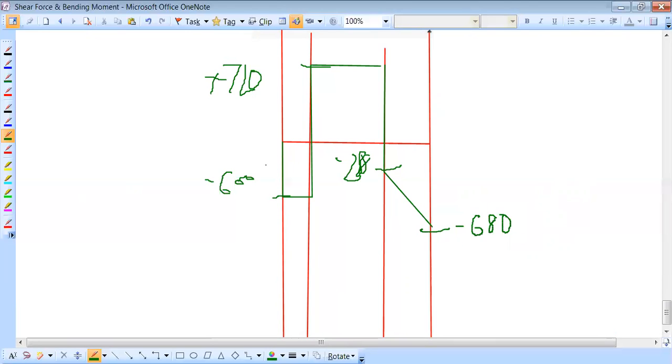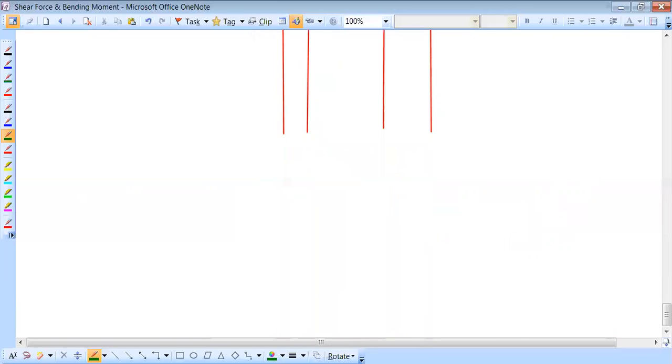So this is the diagram of the SFD. This diagram, this is the curve diagram, is called the SF diagram, SFD. Similarly, we can draw the BMD also. Let's see how to draw the BMD diagram. So I will draw the BMD.